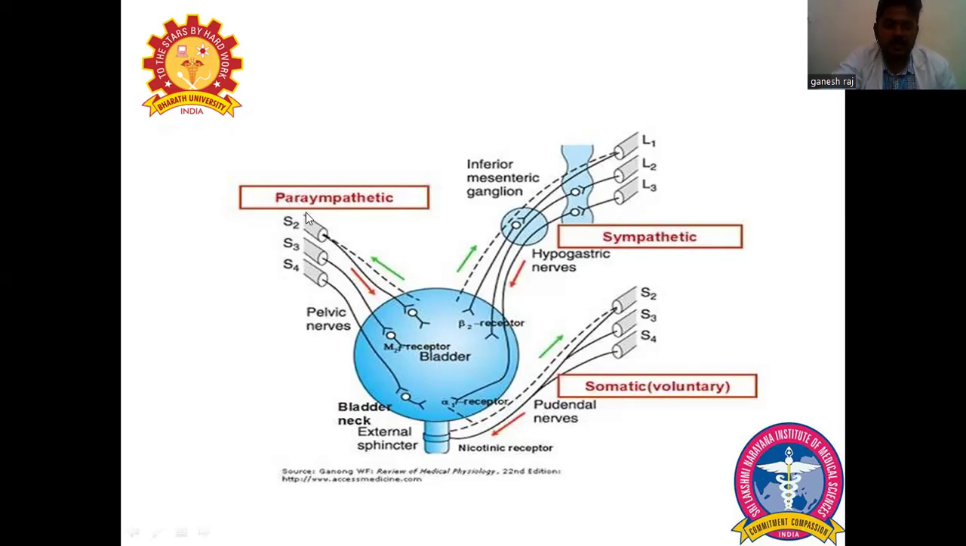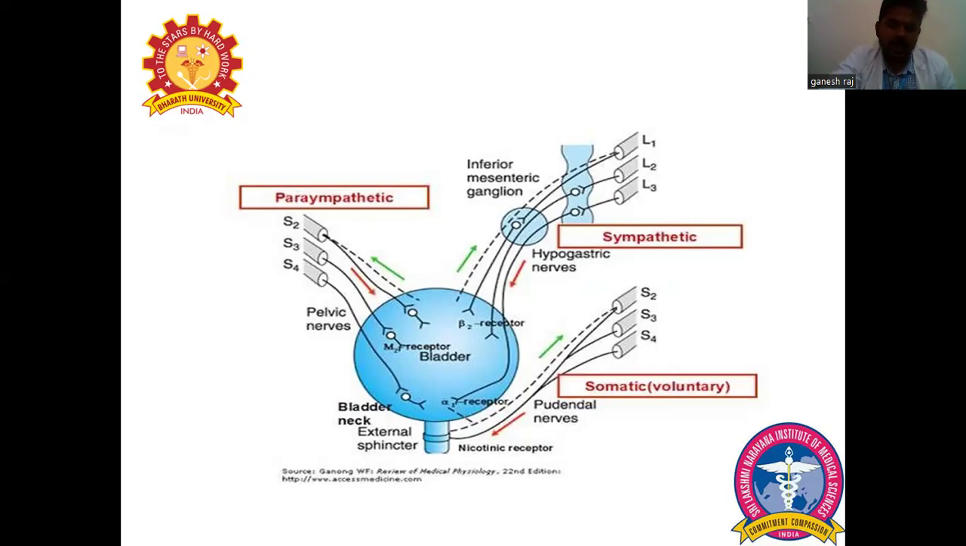S2, S3, S4 segment of the spinal cord. So you all know the gray matter of the spinal cord will have three arms: anterior arm, posterior arm, and lateral arm. Through the anterior arm of the spinal cord, motor nerves will arise. So the pudendal nerves are coming from anterior arm cells of the S2, S3, S4 segment of the spinal cord, whereas the pelvic nerves are coming through lateral arms of the S2, S3, S4 segment of the spinal cord. So this is the difference you should know.